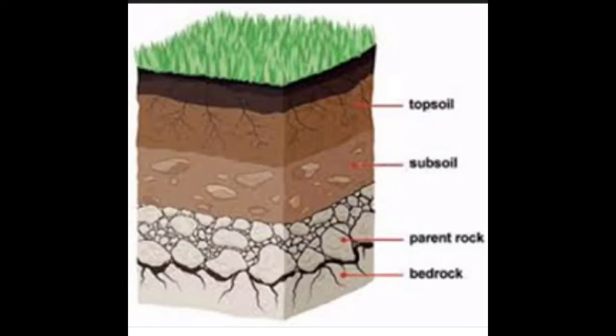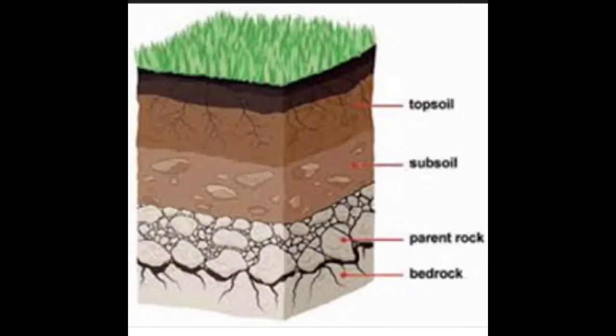The soil has three layers. You have the topsoil, the subsoil, and the bedrock. The topsoil is the one which is on the top, which is rich in humus, which has nutrients, water, and air.